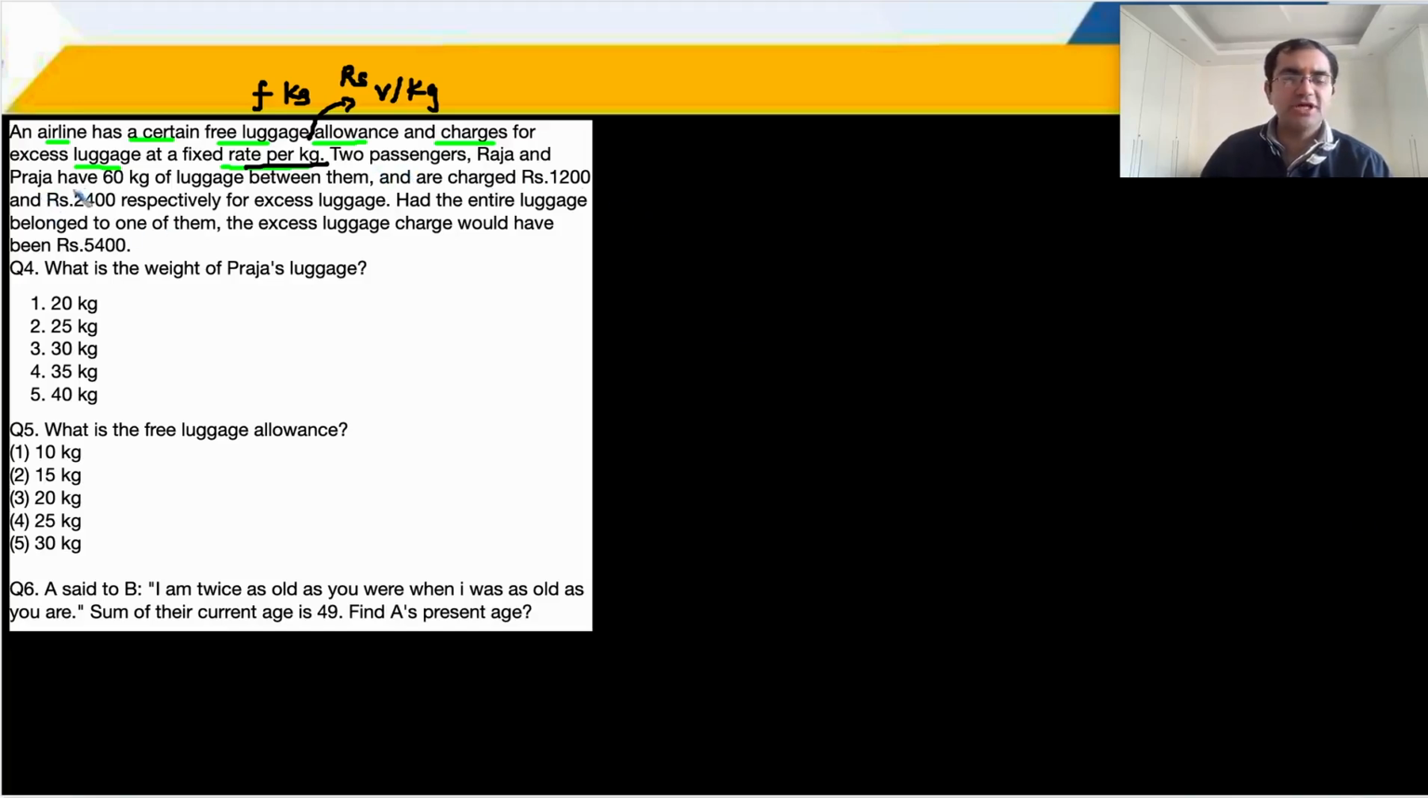Two passengers, Raja and Praja, have 60 kg of luggage between them and they are charged 1200 and 2400 respectively for excess luggage. So 1200 is basically the charge for Raja's excess weight. Let's say Raja is carrying R kg. Out of that, F was free, right. Out of R kg, F was free, so R minus F will be charged at V rupees.